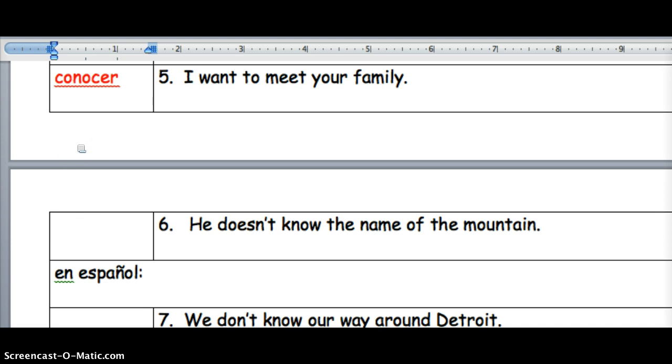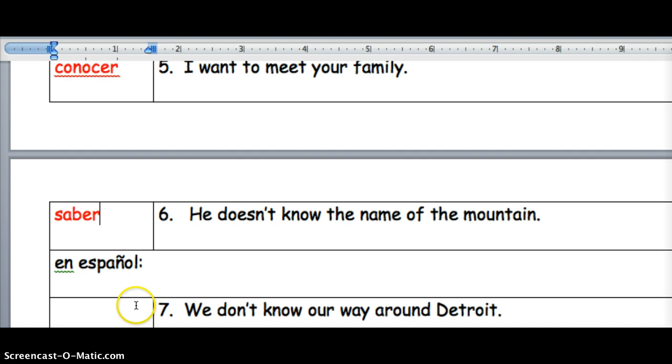He doesn't know the name of the mountain. That's a piece of information or a fact. So that would be saber. We don't know our way around Detroit. You're not familiar with it. So this one would be conocer.